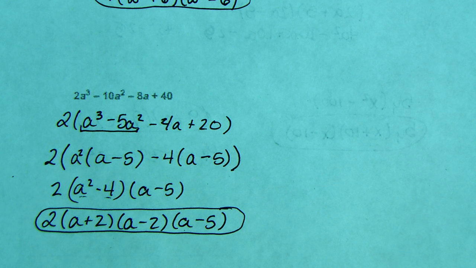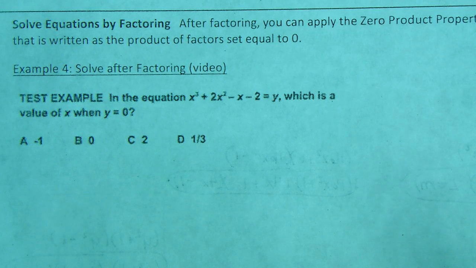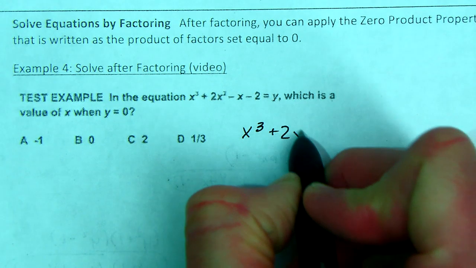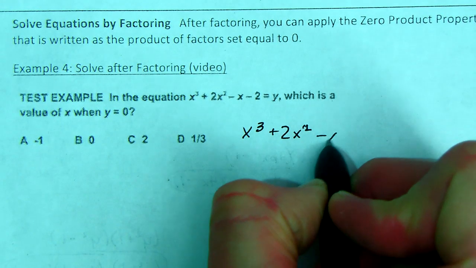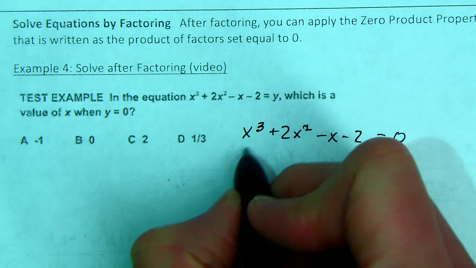All right? Take a look at this next one. It's a multiple choice problem, and it gives you an expression or an equation, which is, it says, which is a value of x when y equals 0. So guys, we just set it equal to 0, x to the third plus 2x squared, minus x minus 2 equals 0, and we solve it. Okay, well, there's 4 terms. Can I take anything out of all 4? No. Can we group? Yes.